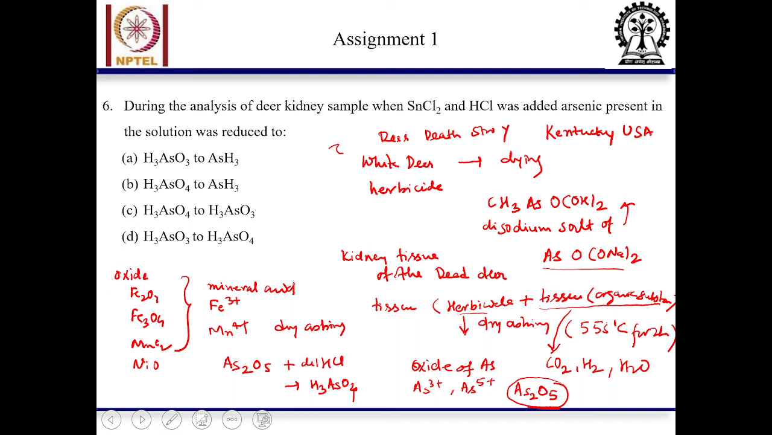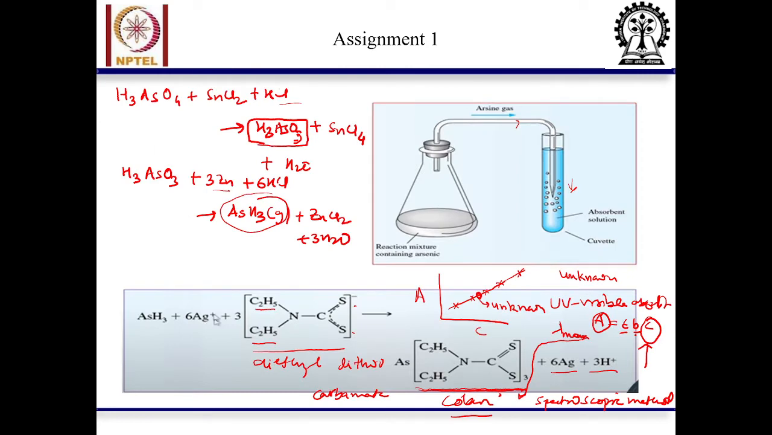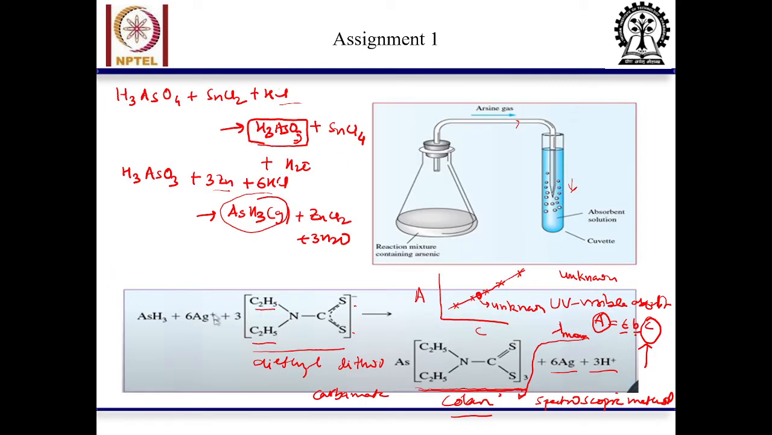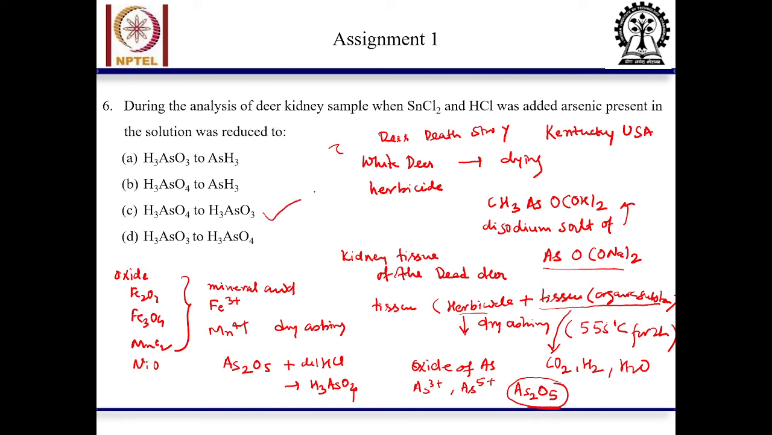So now we will go to the questions one by one. During the analysis of the deer kidney sample, when SnCl2 and HCl were added, the arsenic present in the solution was reduced. So once we use SnCl2 and HCl, H3AsO4 will go back to H3AsO3. The option is C. This one is wrong. H3AsO4 will go to the... This is also wrong. H3AsO3 to H3AsO4, that is also wrong. Basically here oxidation is happening, and in the question it is reduction.